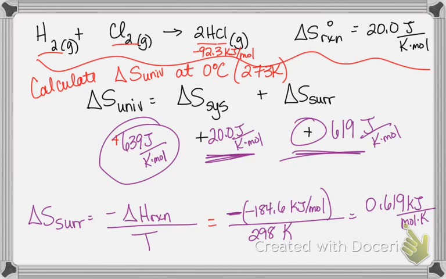So this is overall a spontaneous process. Even though the delta S of the system was very small and it was hard to predict the delta S of the system, because this is a rather exothermic reaction, the delta S of the surroundings is large enough that this is a spontaneous process.